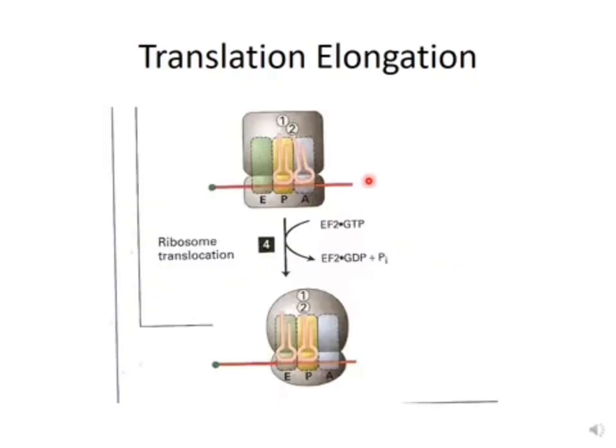So as I mentioned, EF2 bound GTP hydrolyzes the GTP bound to it, so we get a GDP plus a phosphate group. This hydrolysis provides enough energy for the ribosome to go back to its initial state where the A site is open and allows more tRNAs to enter and to base pair with the codon using the anticodon on the bottom of the tRNA. Once that is checked, the GTP bound to EF1 alpha is hydrolyzed and the cycle begins again.